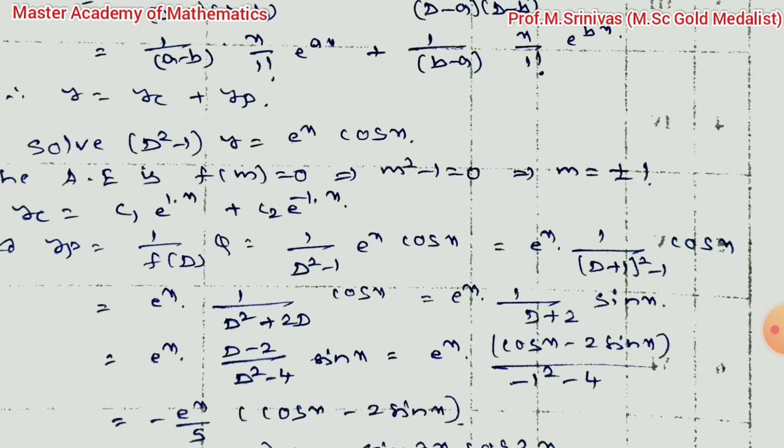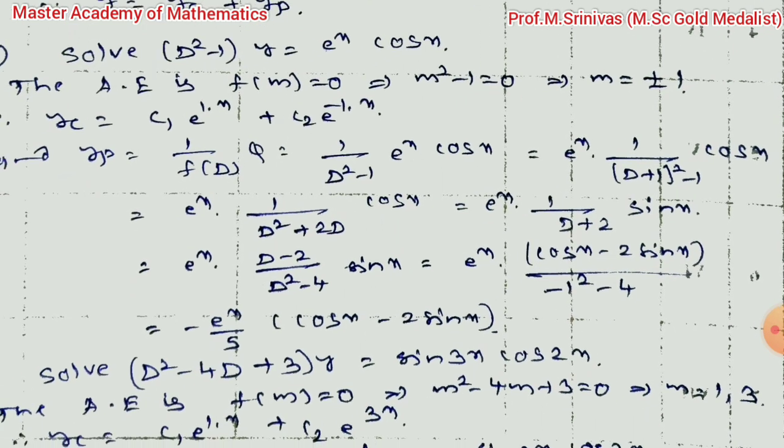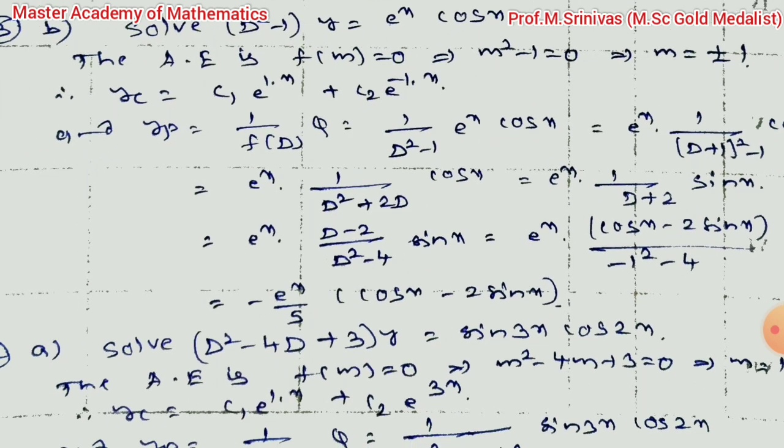On simplification and cancellation, the denominator is D² + 2D. If I take D common, 1 by D stands for integration. So the integration of cos x is sin x. So 1 divided by (D + 2), you keep as it is. On applying rationalization, (D − 2) divided by (D² − 4) sin x, and in place of D² you substitute −a², which is −1², and on simplification you get this answer: −e^x/5 (cos x − 2 sin x), that is yp.